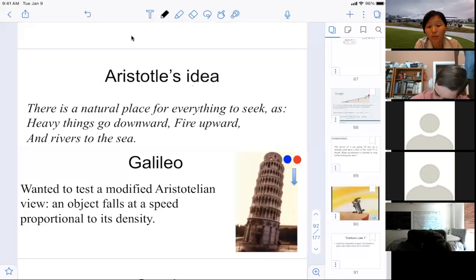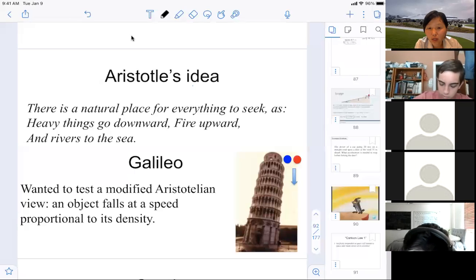So that is some observation we made many years ago. And in Aristotle's idea, if something is heavier, it's going to seek its natural place faster. So if you were to drop 2 objects, one heavier and one lighter, the heavier would fall to the ground faster.